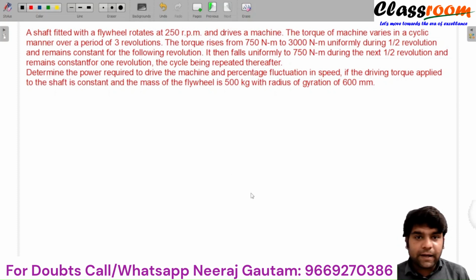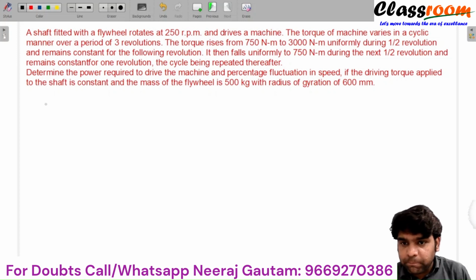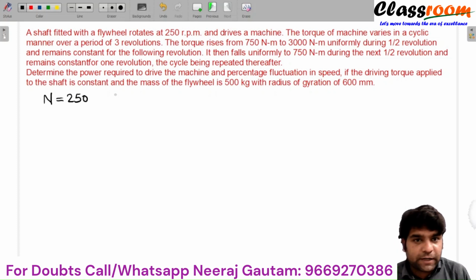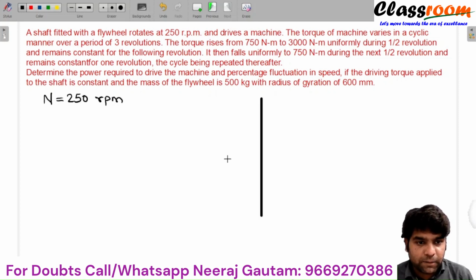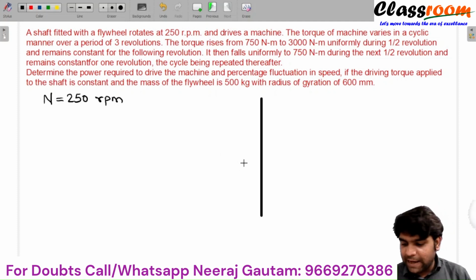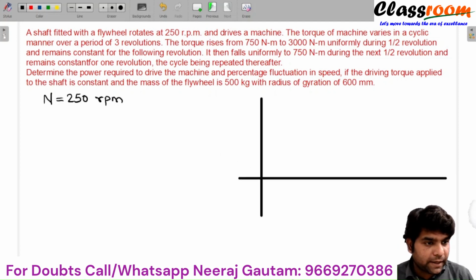So the turning moment diagram for a shaft with the flywheel of 250 rpm is mounted. So the speed of flywheel is 250 rpm. So definitely this is the mean speed of the flywheel. The torque of the machine varies in a cyclic manner over a period of 3 revolutions. So for the period of 3 revolutions, we have to draw the turning moment diagram for 3 revolutions.